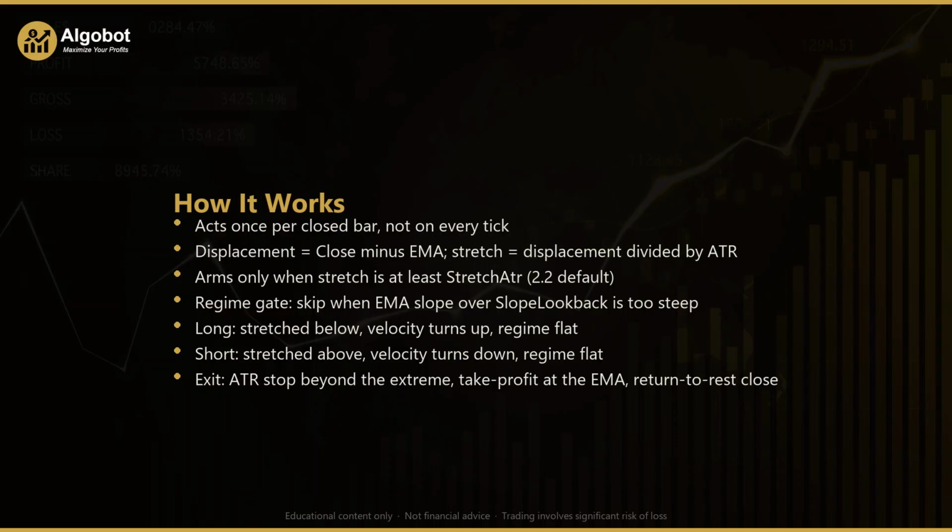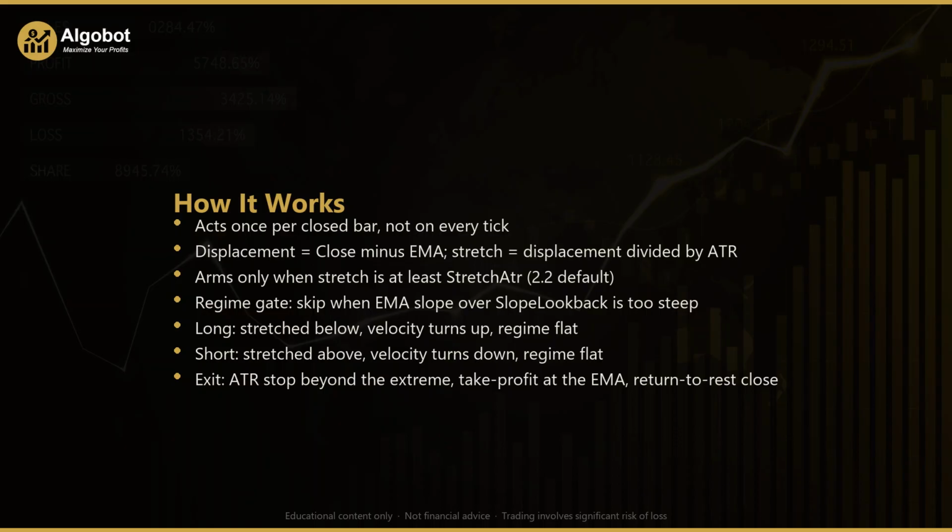The short setup is the mirror image. Price must be stretched above equilibrium, the prior velocity flat or up, and the latest change turning down. When those line up in a flat regime, the strategy signals a sell back toward equilibrium.